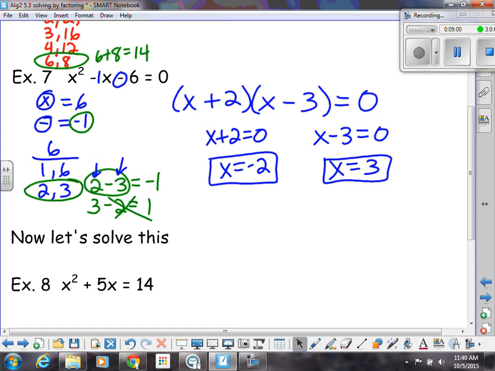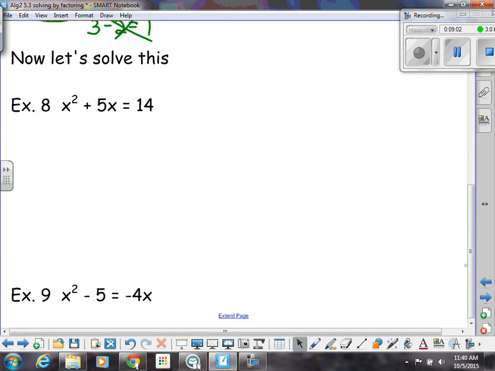All right, now in 8 and 9, notice that these are not in standard form, so we need to get everything on one side equal to 0 first. So make sure you do that before you try to factor. Okay, so this is just like when we set it up for quadratic formula, we need to have it equal to 0. So same thing for factoring to solve. All right, so we need to subtract the 14. Remember, when I subtract the 14, that doesn't combine. I just rewrite it. So I have x squared plus 5x minus 14 equals 0.